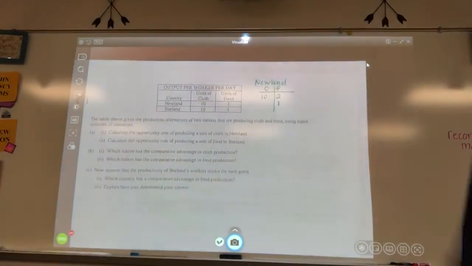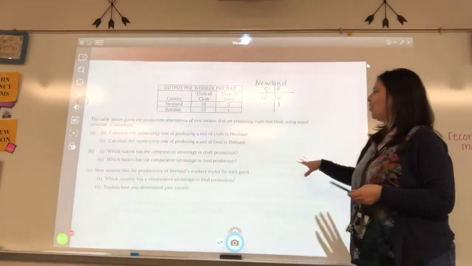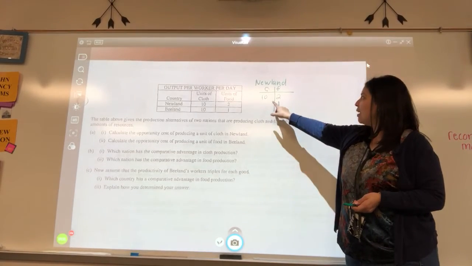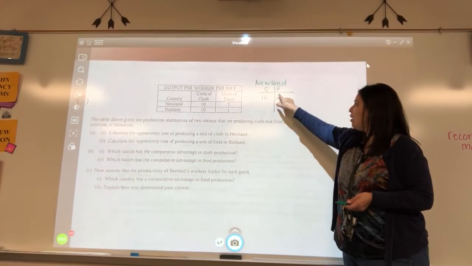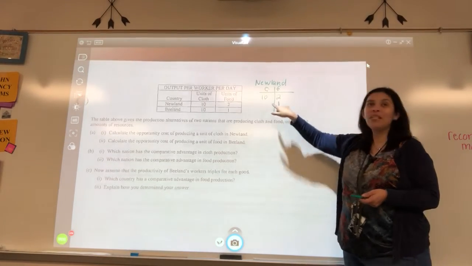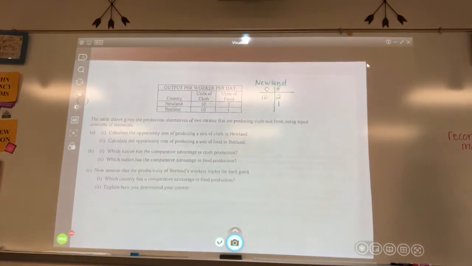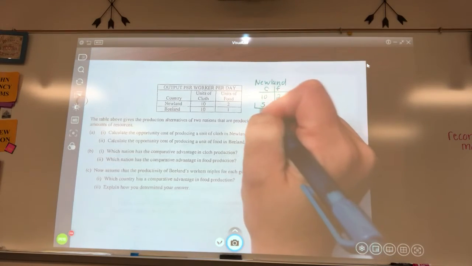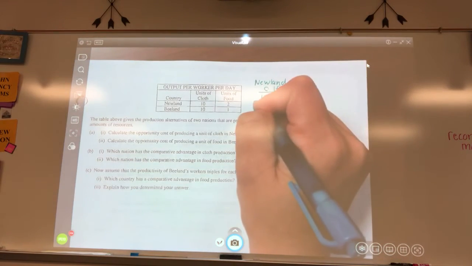Okay, so what we're setting up right now is we're looking at Newland and Beeland, and I've set up my chart here, and we said per every 10 units of cloth, they could do 2 units of food, so I'm going to divide by what? 2, so that gives me the 1 unit of food and how many units of cloth? 5. Now I have terms of trade, right? For every 1 unit of food, they're giving up 5 units of cloth.